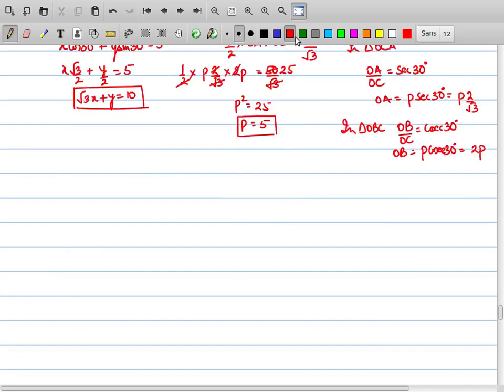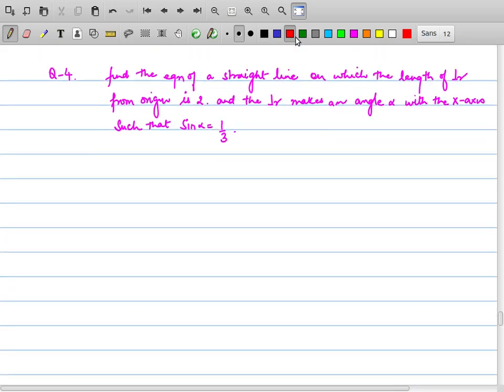Now we take the next question. Find the equation of a straight line on which the length of perpendicular from origin is 2. Therefore again P is given to be 2 and the perpendicular makes an angle alpha with the x-axis such that sine alpha is 1 by 3.